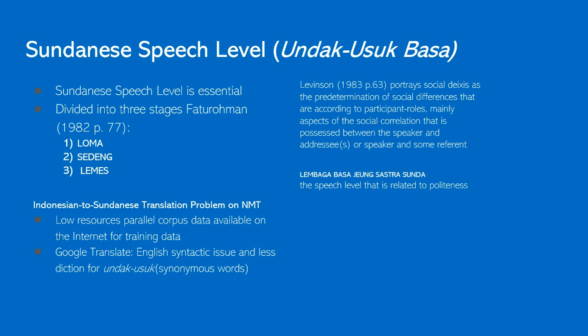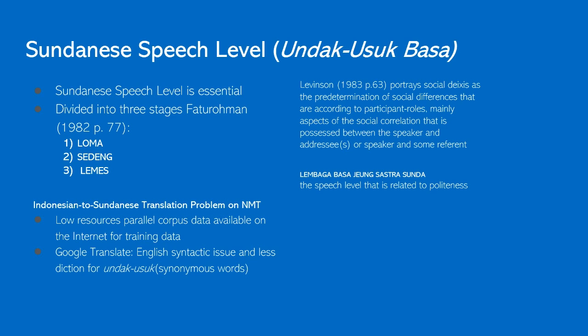According to Taufik Faturohman, undak usuk or tata krama basa Sunda is divided into 3 stages, that are basa loma, basa sedang, and basa lemes. We use basa loma when speaking with friends, speaking with friends of equal or lower social status.